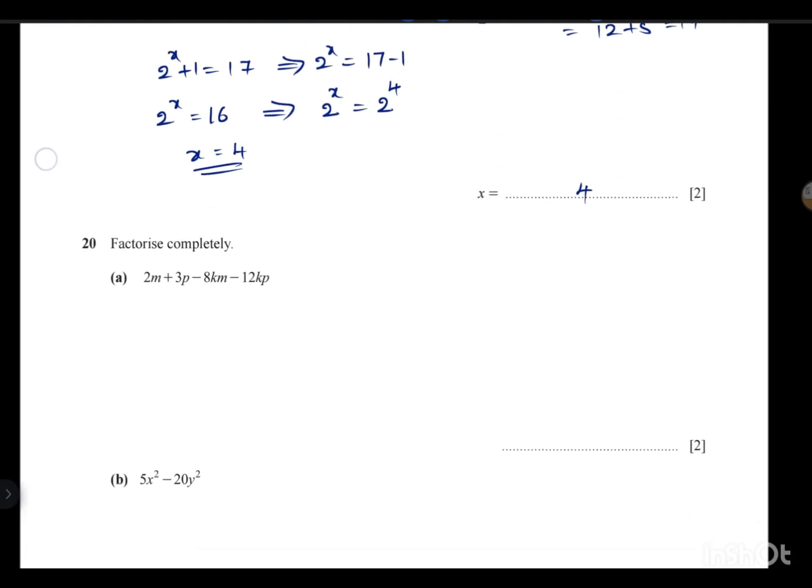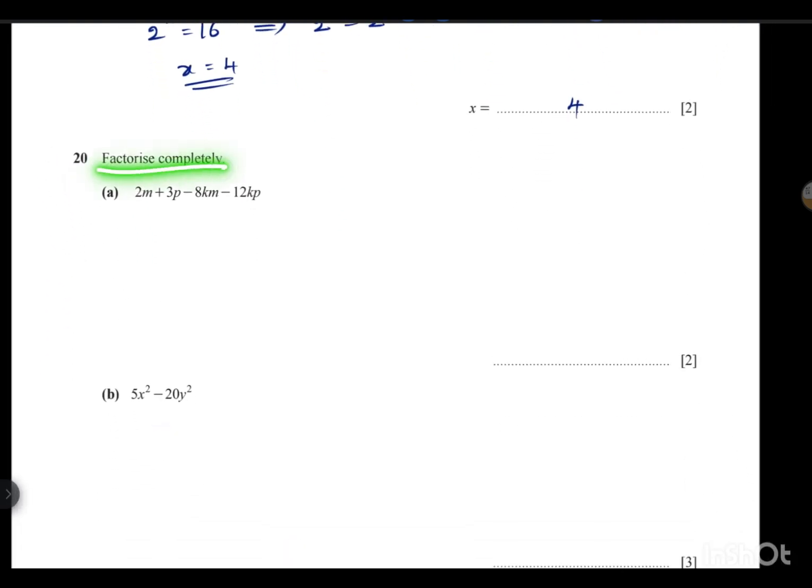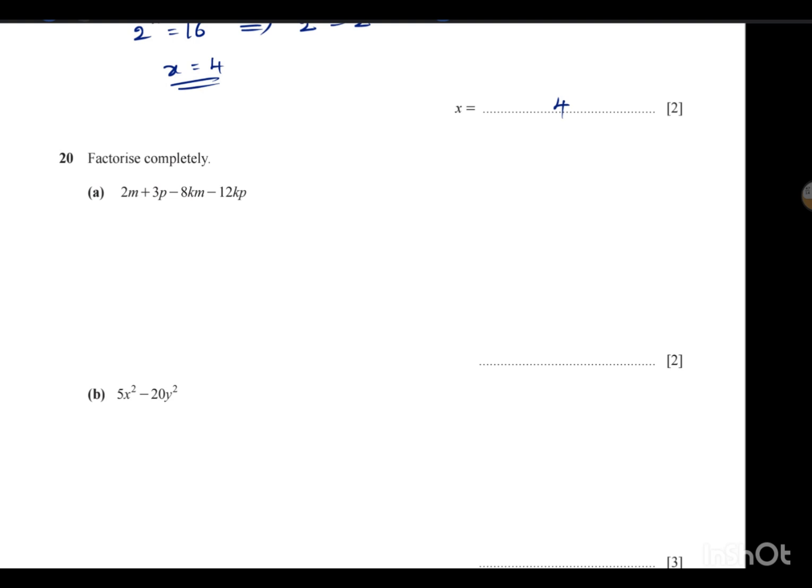Question number 20. Factorize completely 2m plus 3p minus 8km minus 12kp. Now this is the regrouping concept here. You have to find out the like terms and take them. So I'll take 2m minus 8km plus 3p minus 12kp.